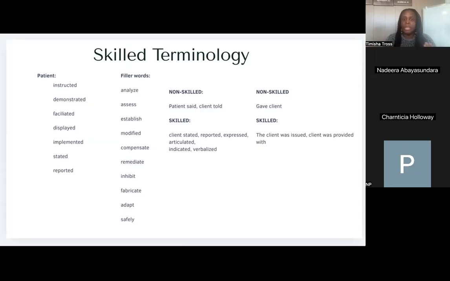Another filler word could be like observation or observe, right? Again, it all depends on where you are at in the OT process. You might be using filler words if maybe you're assisting with the evaluation, right? Maybe if you are an OTA, you're helping out your OTR, but if you're an OTR, you're going to use terms like analyze and assess. Okay. All right. Awesome. Let's continue on.